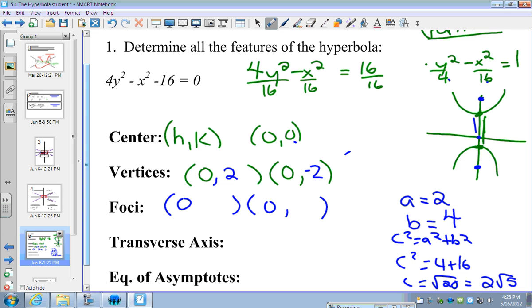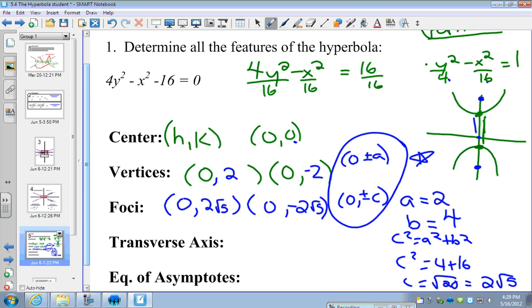So I'm going to put 0 plus or minus a there as a note. So they are going to be c away from each other. So 0 plus 2 root 5 and 0 minus 2 root 5. Okay, so I'll write that in there. C. I'm saying the wrong thing. I'm going to circle that.